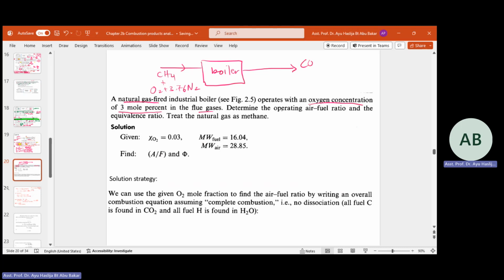So here basically we have O2, H2O, CO2 and N2. So this O2 is 3% in the flue gas. Determine the operating air-fuel ratio and the equivalence ratio. AF actual, okay. How do we know it is actual? Mention the operating. And the equivalence ratio. Treat the natural gas as methane. Methane is CH4.